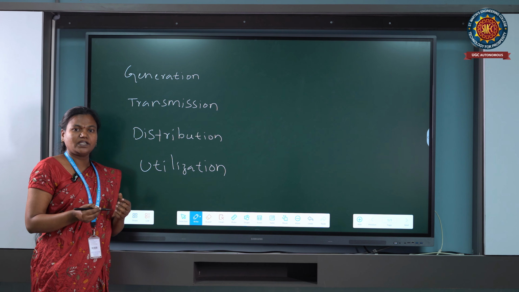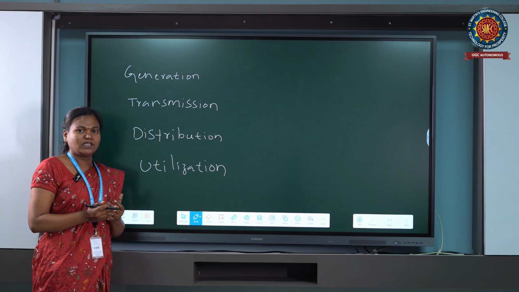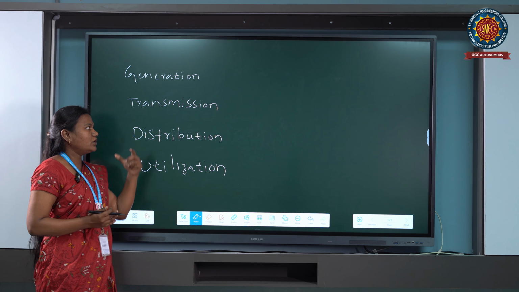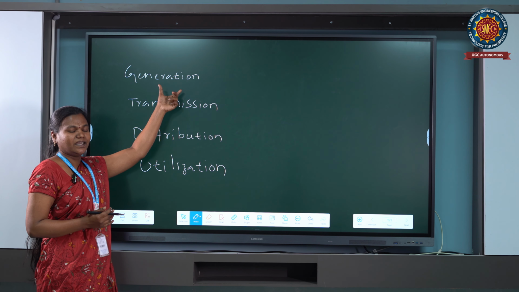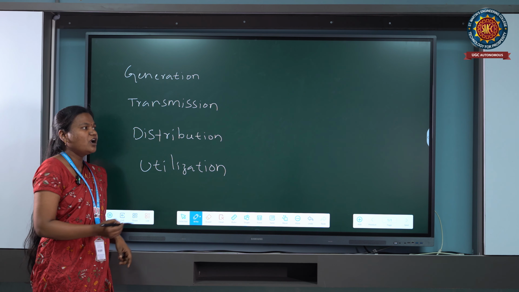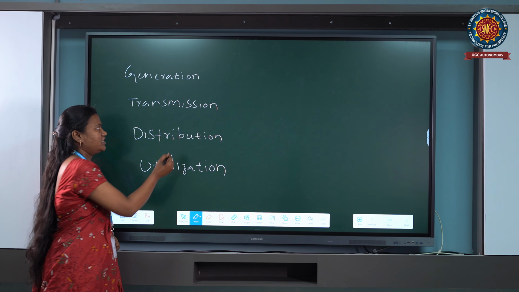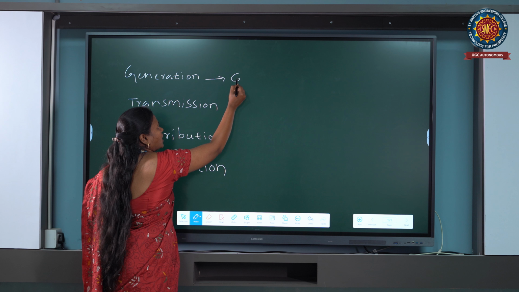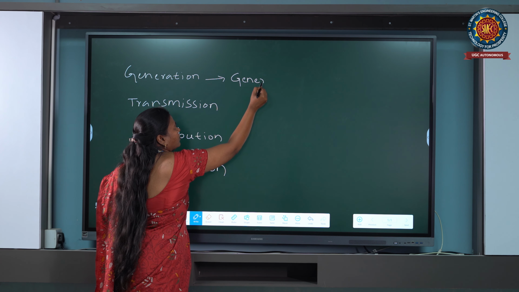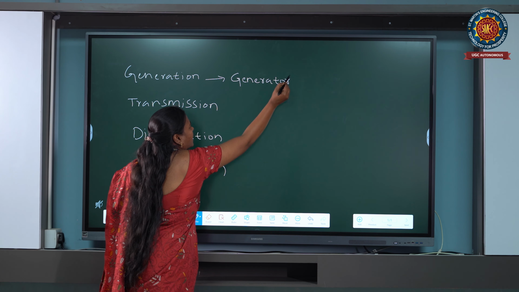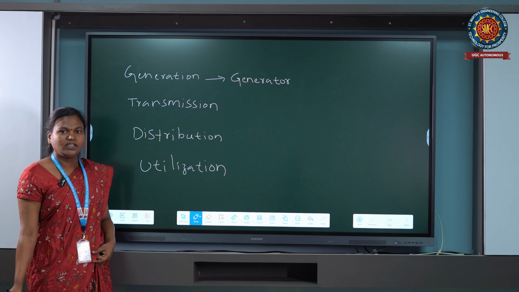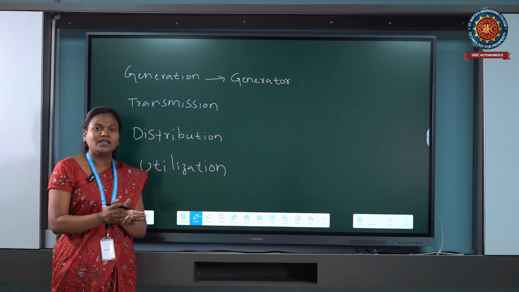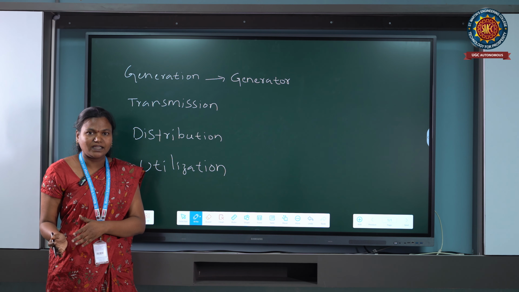Here we have different types of generating stations: thermal, nuclear, wind, and solar generators also. At a generating station we can generate the power. In this generation, which equipment are we going to use? The main equipment is the generator. What is the function of a generator? It converts mechanical energy into electrical energy.